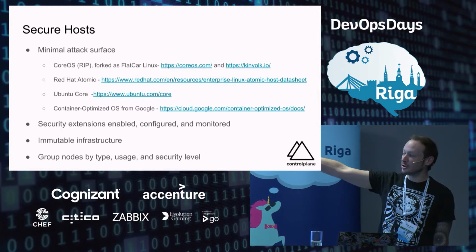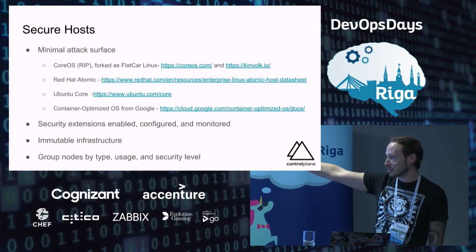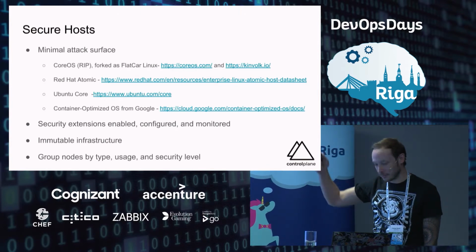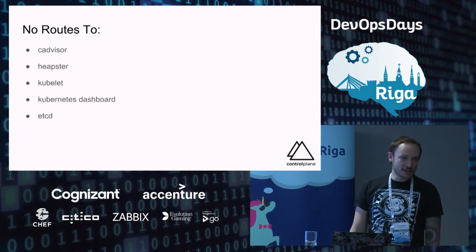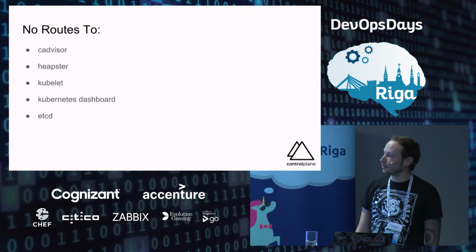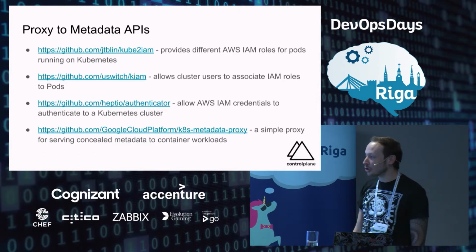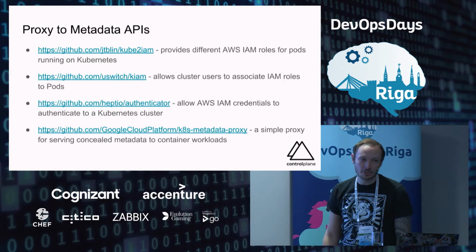Multi-tenancy, it's great to use these minimal attack surface base OSs. Yeah, this all speaks for itself. You don't want any network routes to any of these things. Yeah, ultimately. And also, metadata APIs for cloud providers.